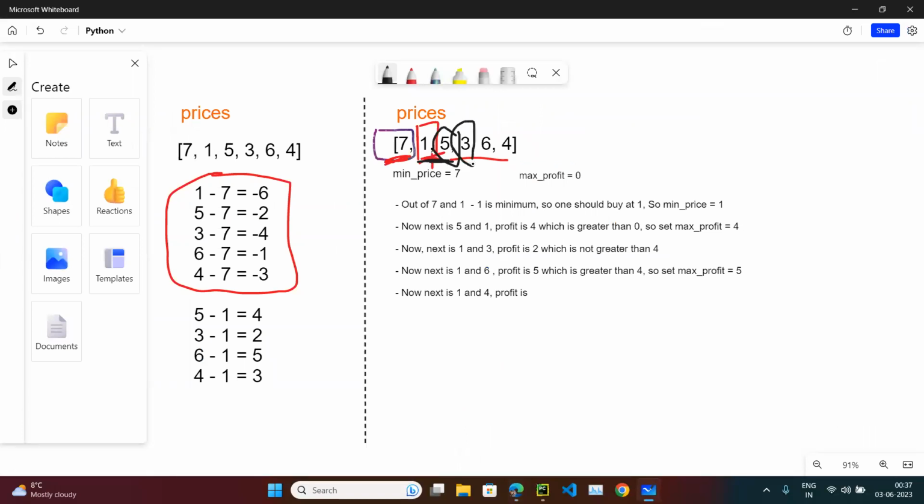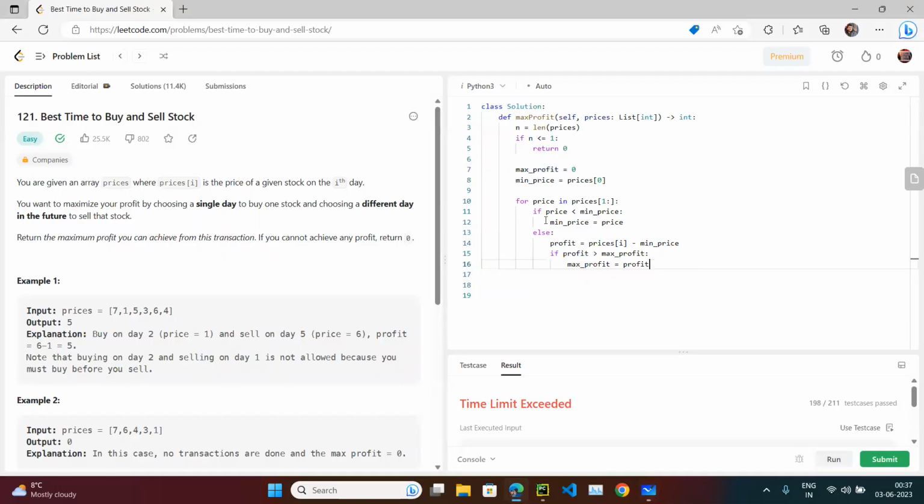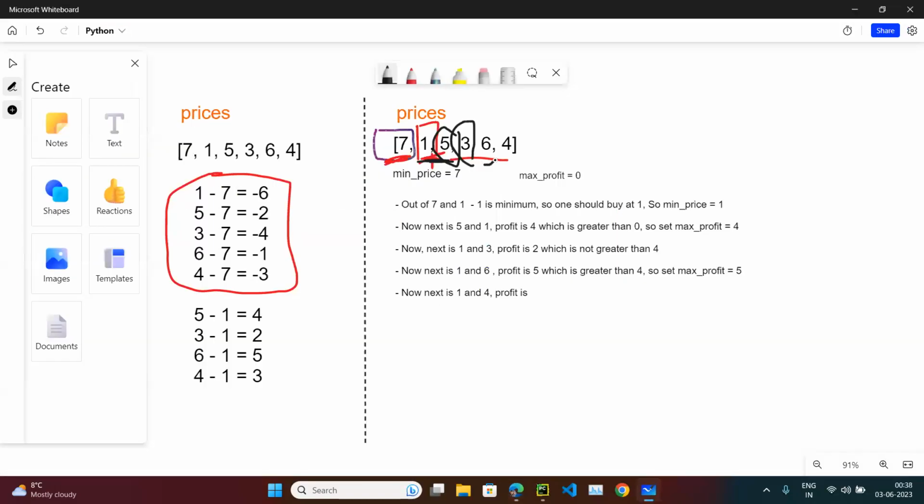So now it goes to 3. Then I am going to check, because 3 is not less than 1. Then I'm going to check 3 minus 1 is equal to 2. Whether 2 is greater than the maximum profit? No. So that's it. So now I'm going to go again to 6.